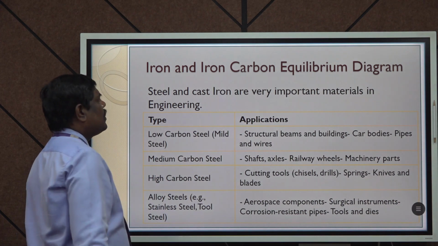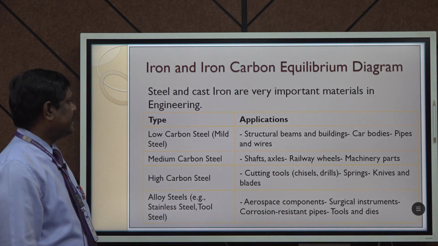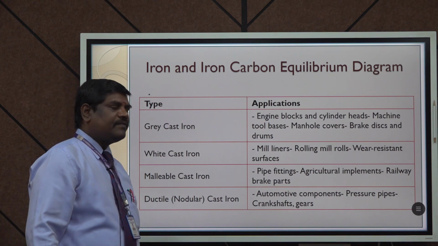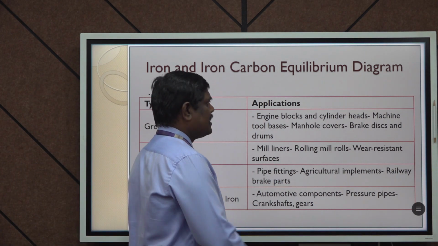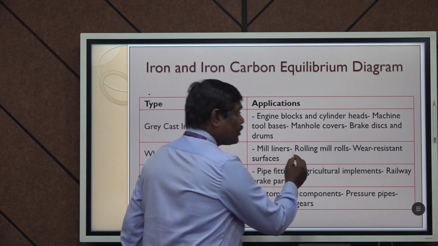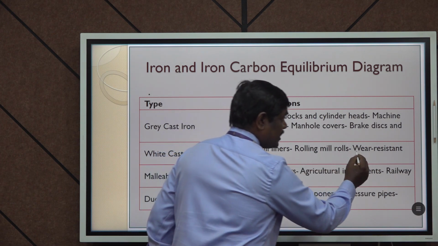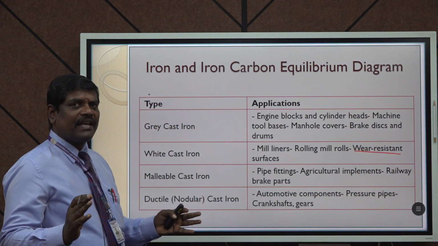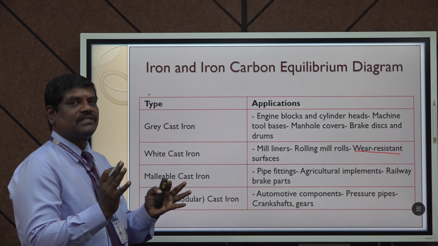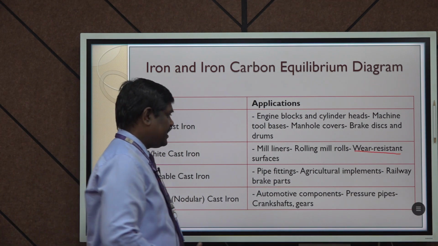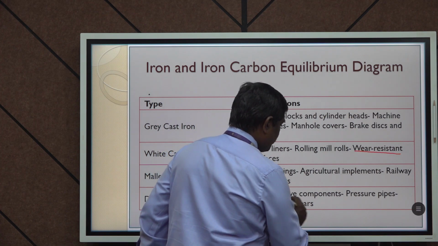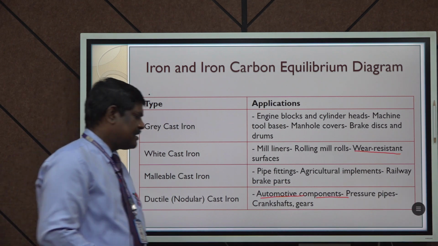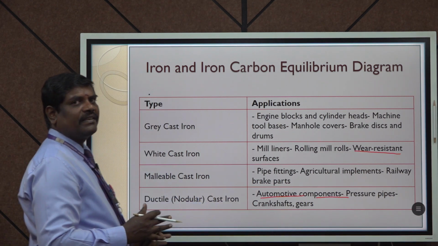Let me see what the applications of cast iron are. Cast irons are extensively used as engine blocks, cylinder heads, and in rolling machines, especially where wear resistance is needed. Cast iron has a very good compressive strength. Similarly, in automobile structures and components, pressure pipes, crankshafts and gears, in all these places we are using cast iron.